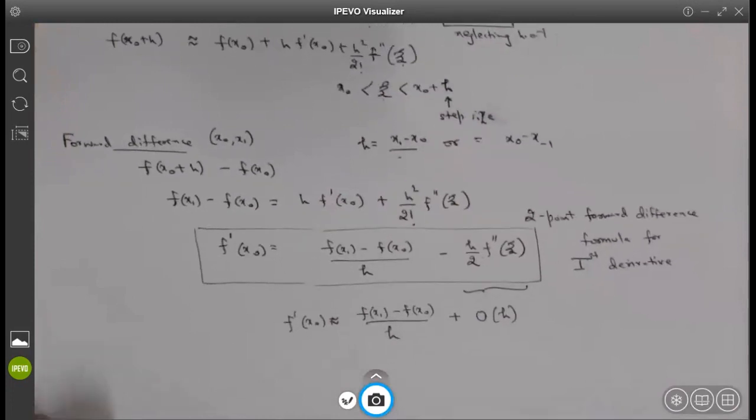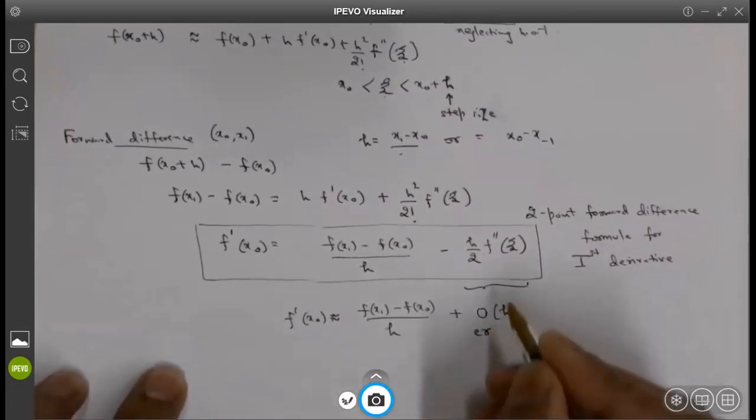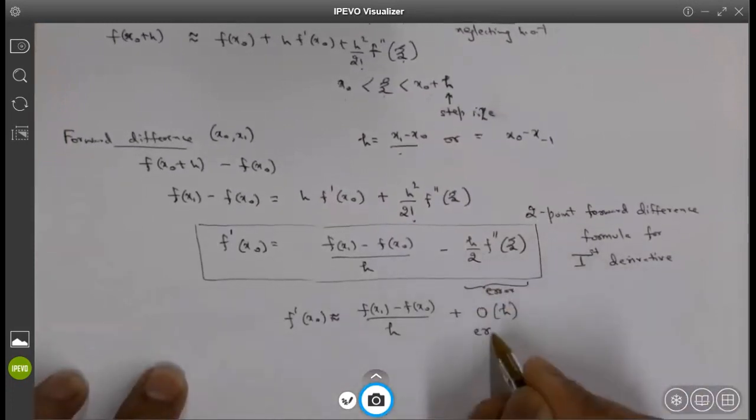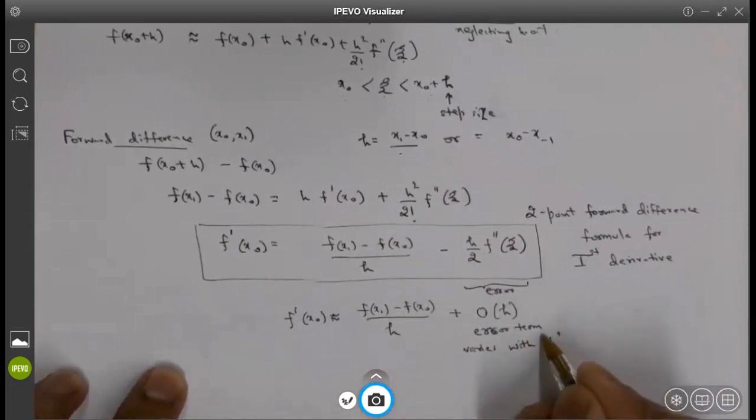Yeah. So this is the error. I mean, this is the error term, and the error term basically varies with h, step size h.